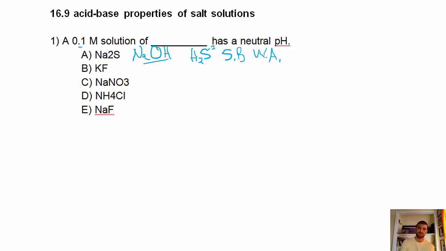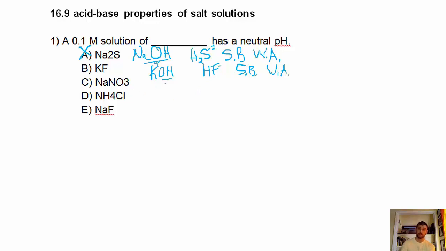So neutral, not A. KF, well, it would be like getting KOH and HF. So this is another example of a strong base and a weak acid. So if we put KF in solution, again, the K plus isn't going to hang out with the OH minus. It's going to completely dissociate. But the hydrogens and the fluoride ion, they're going to hang out together, and that's going to change the pH.